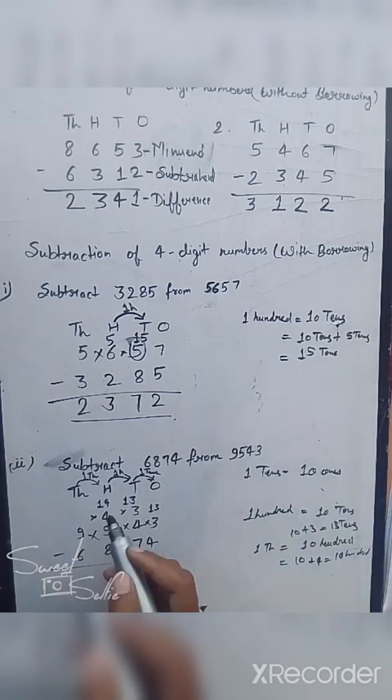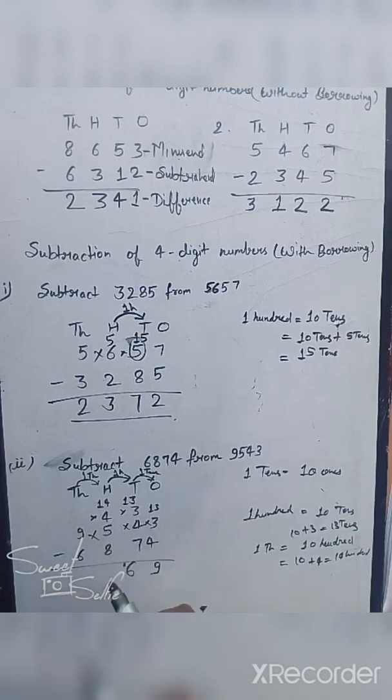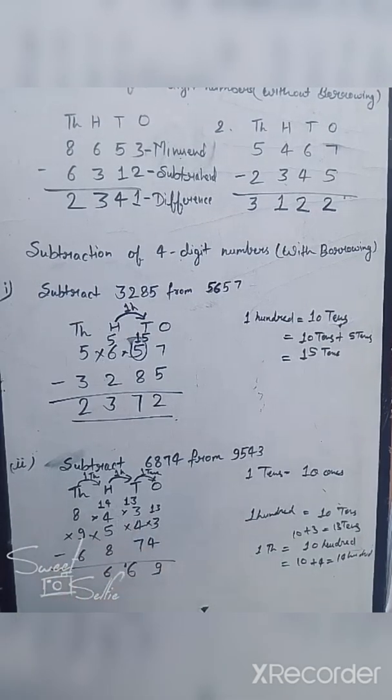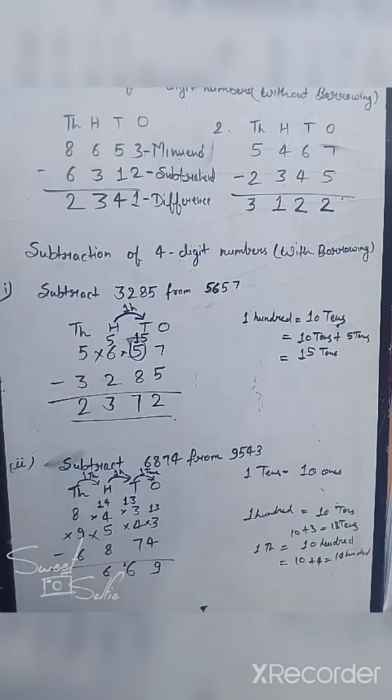Now we can subtract it. 800 from 1400. So 14 minus 8 is equal to 6. Okay, and at thousands place we are left with only 8. After transferring 1000, here we are left with only 8000. So now we have to subtract 6000 from 8000. So 8 minus 6 is equal to 2. So we get 2669 as the difference.